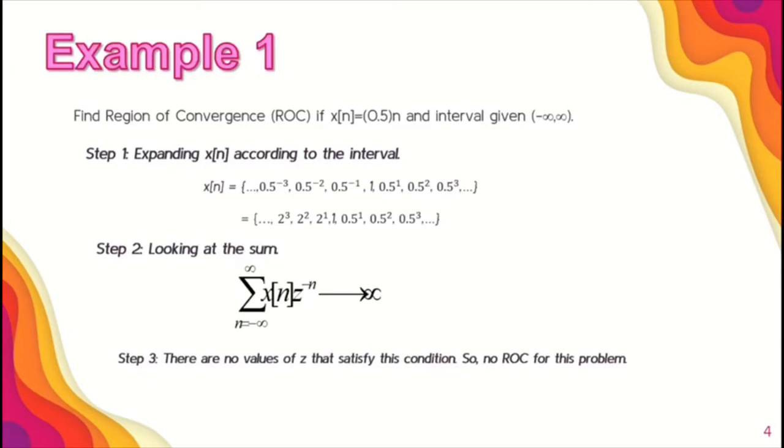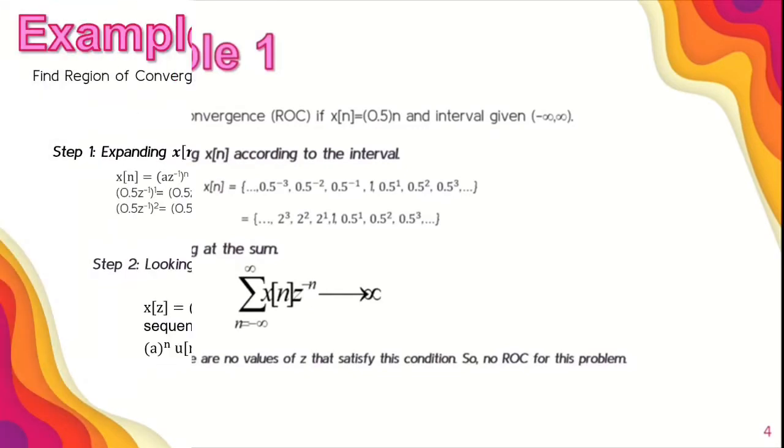ROC is centered on the origin and consists of a set of rings, so the Fourier transform is used to evaluate the Z transform on a unit circle. In the next example, we will see how ROC applies.